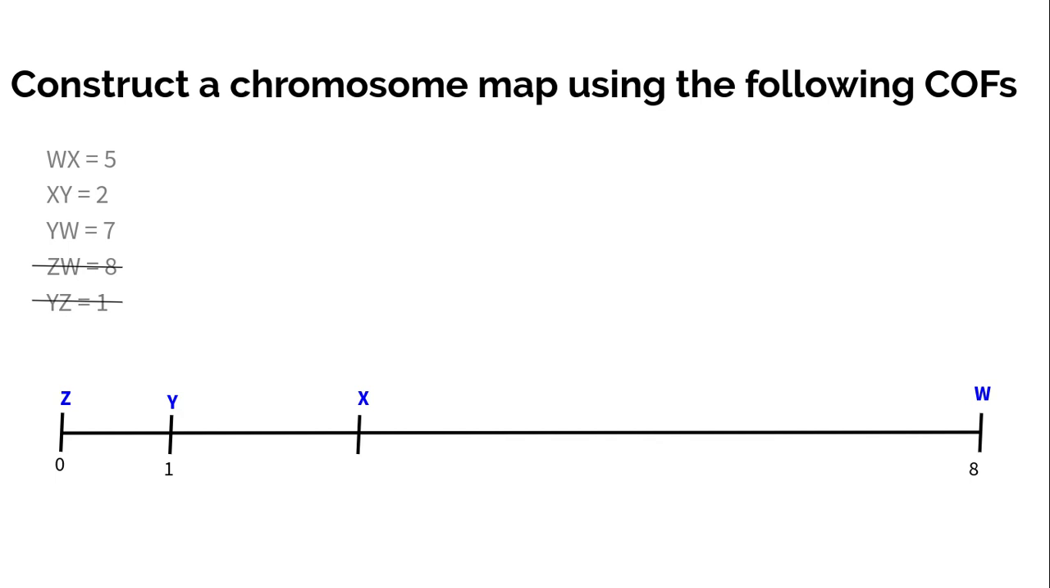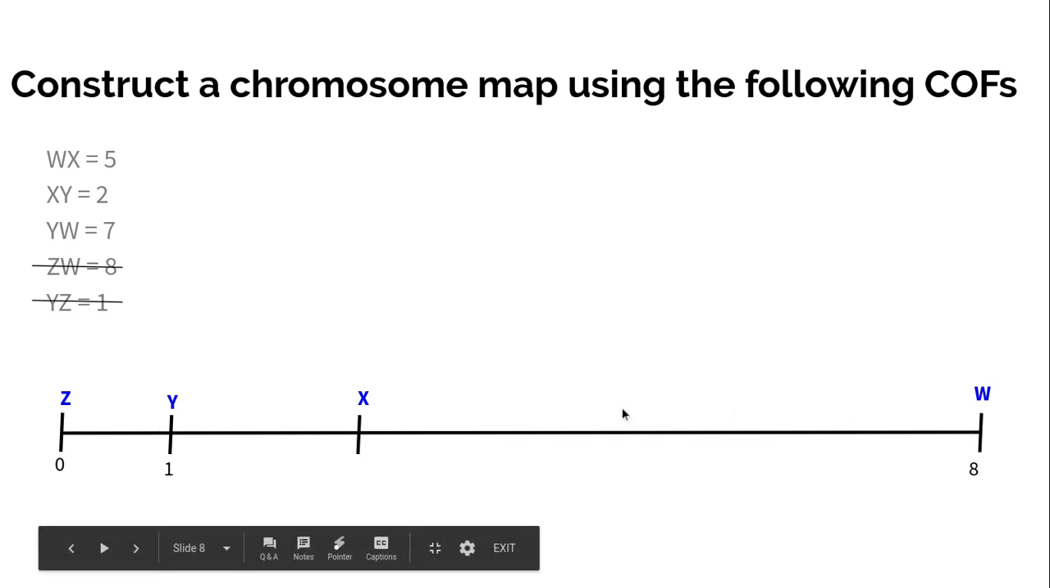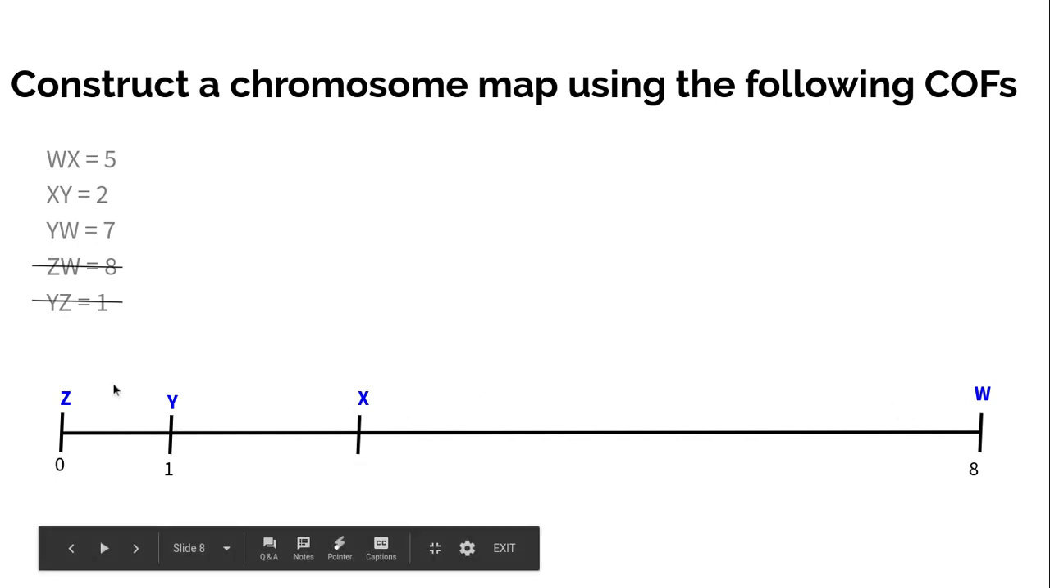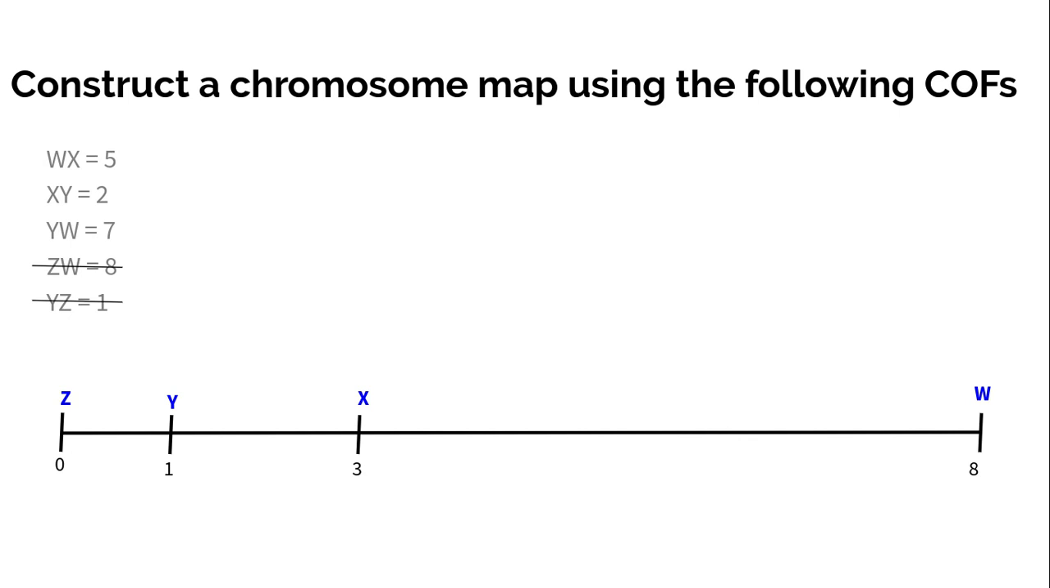So X is 2 away from Y, but it is also 5 away from W. So I want to put it here, so I'm 2 away from Y, but 5 away from W. And I plot that there. Perfect.